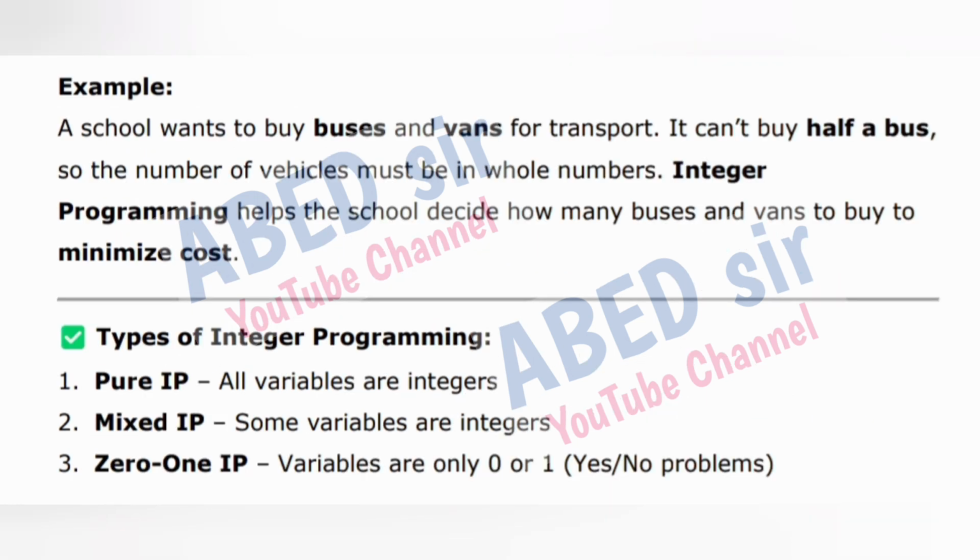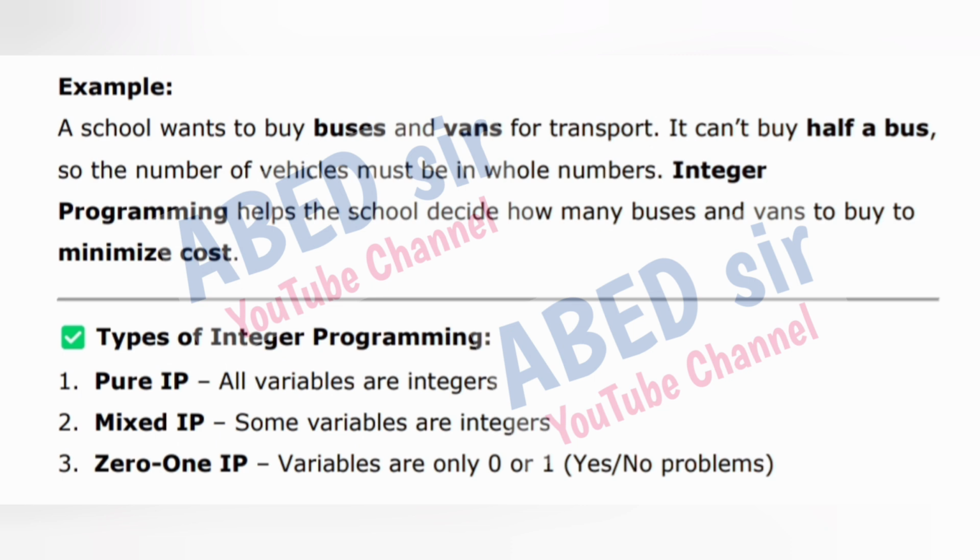Example: a school wants to buy buses and vans for transport. It can't buy half a bus, so the number of vehicles must be in whole numbers. Integer programming helps the school decide how many buses and vans to buy to minimize cost.